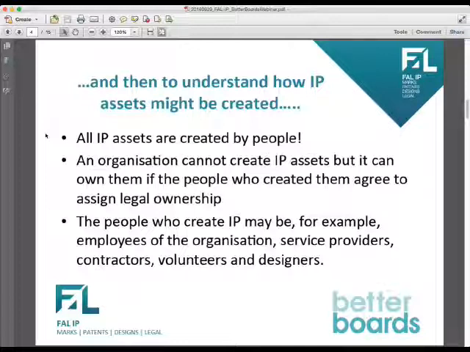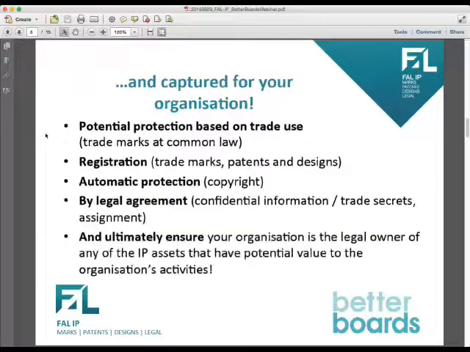And then that leads on to the next thing, which is once you know what IP assets are, so you can identify them, you know how they might be created, then you have to actually know how they are captured for your organisation. So, for example, with trademarks, say that your organisation has been using a particular name for various years. You may have rights at common law for that particular name because you've been using it and the public has become acquainted with that name in relation to your organization. So the name and logo of your company through that use, you may have protection based on it.